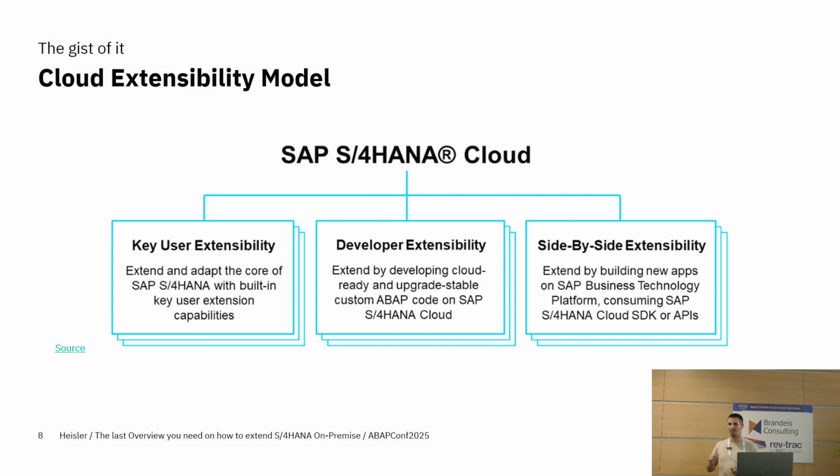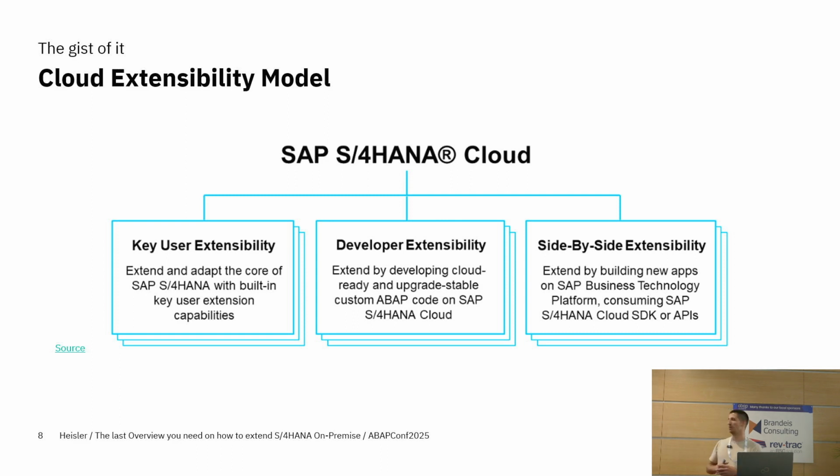The developer extensibility is like the pro code variant of it. Whenever we do something that is cloud ready and upgrade stable, which means we use the newer APIs, newer syntax, and so on, it will be part of the developer extensibility. Whenever we use something else, it's the classic extensibility, which is to be retired in the future.